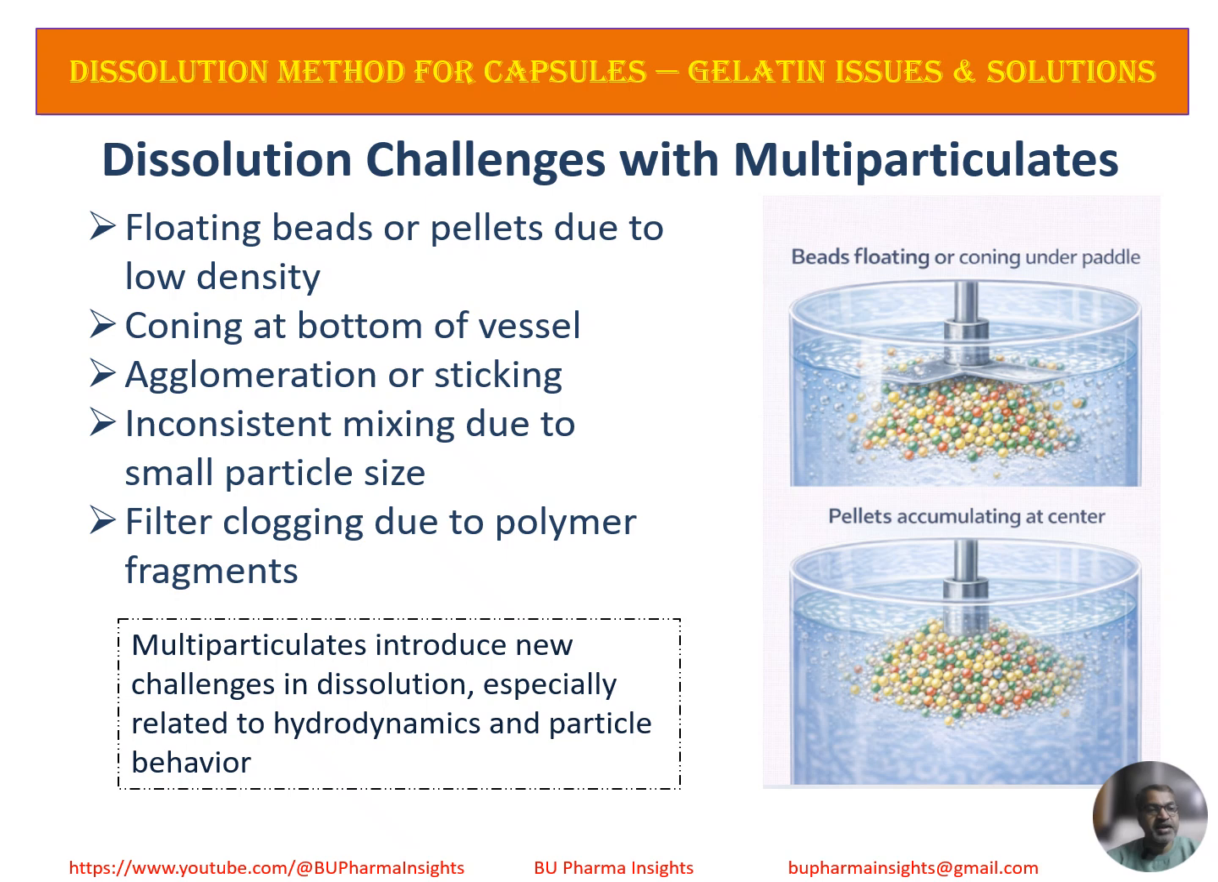Multi-particulate systems can behave unpredictably in USP apparatus too. Because of their small size, they are very sensitive to local flow variations inside the vessel. Common challenges include floating beads or pellets due to low density, coning at the bottom of the vessel, leading to poor exposure to shear forces, agglomeration or sticking of particles, inconsistent mixing because the tiny units follow microcurrents, and filter clogging caused by polymers and fragments from coatings.